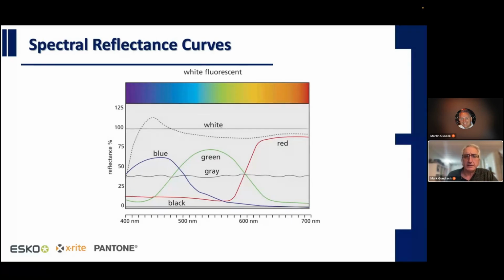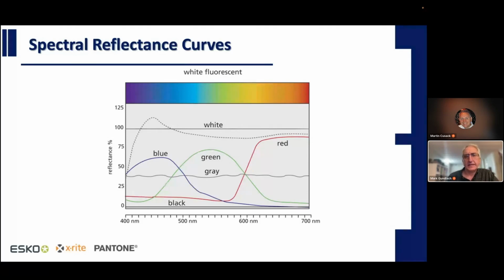If we're looking at a color that's fairly neutral, like a gray, we would see, like you see there, a fairly uniform reflectance across all wavelengths of color. That would provide a gray. If it's got very little reflectance, of course, that's going to be very little energy. That would be black. And of course, white is the top.